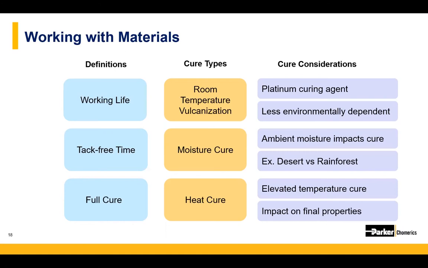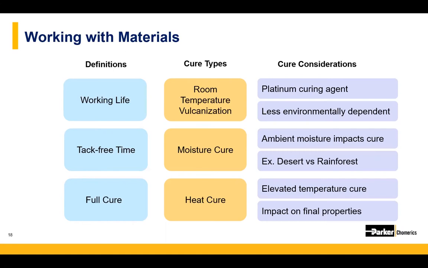Benner, what are the 3 different types of cure? There are 3 different types of cure mechanism, or the way in which the products will cure. The first is known as room temperature vulcanization, and it actually involves the use of a catalyst like platinum that's combined with the binder system, and that facilitates the cross-linking and the curing of the material.